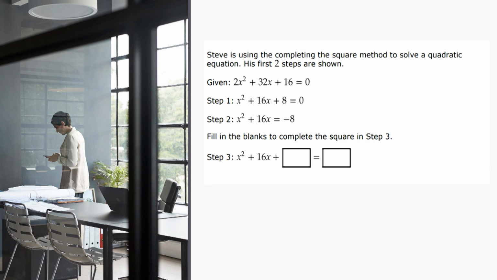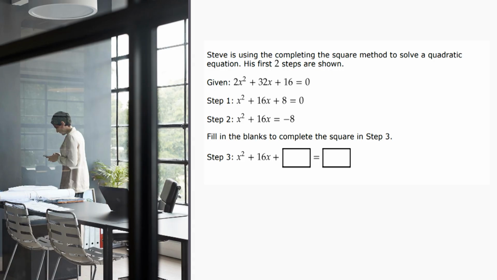Steve is using completing the square. Steve is using the completing the square method to solve a quadratic equation. His first two steps are shown. Fill in the blanks to complete the square in step 3.